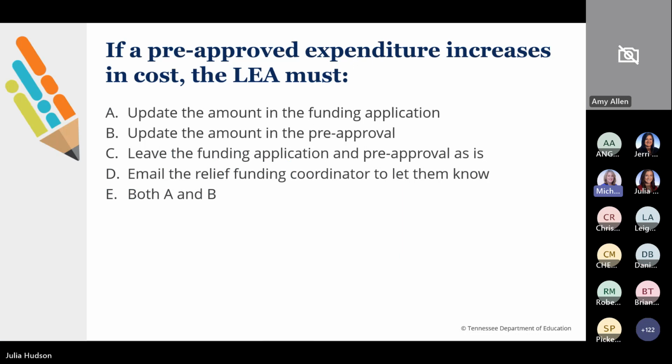So the first question: if a pre-approved expenditure increases in cost, the LEA must A, update the amount in the funding application, B, update the amount in the pre-approval, C, leave the funding application and pre-approval as is, D, email the relief funding coordinator to let them know, or E, both A and B. Go ahead and put your answer in the chat.